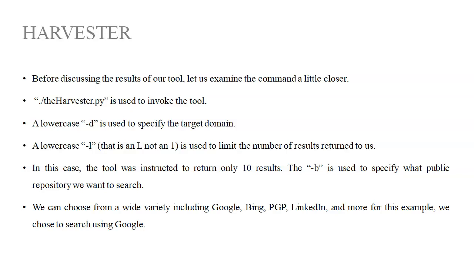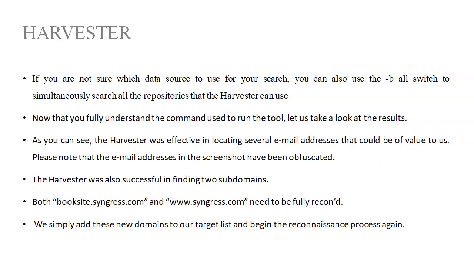The -b is used to specify what public repository we want to search. We can choose from a wide variety including Google, Bing, PGP, LinkedIn and more. For this example, we choose to search using Google. If you are not sure which data source to use for your search, you can also use the -b all switch to simultaneously search all the repositories that theHarvester can use.